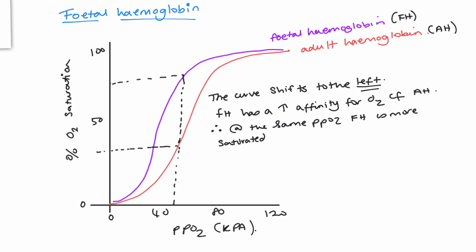Fetal hemoglobin has a higher affinity for oxygen compared to adult hemoglobin, and therefore at the same partial pressure of oxygen, fetal hemoglobin is more saturated. This means that at the placenta, oxygen will move from the adult hemoglobin to the fetal hemoglobin and give the fetus the oxygen it needs in order to do respiration, to release ATP, to use for growth and development.